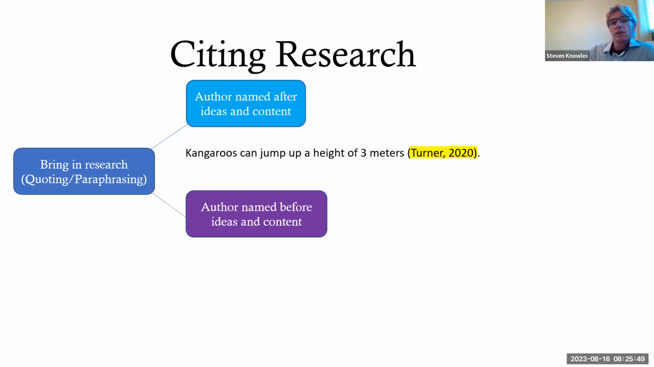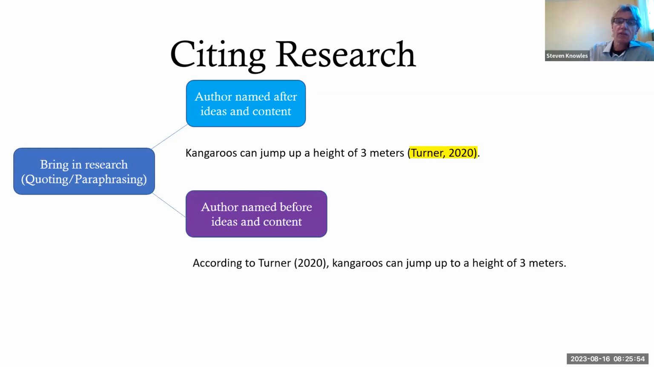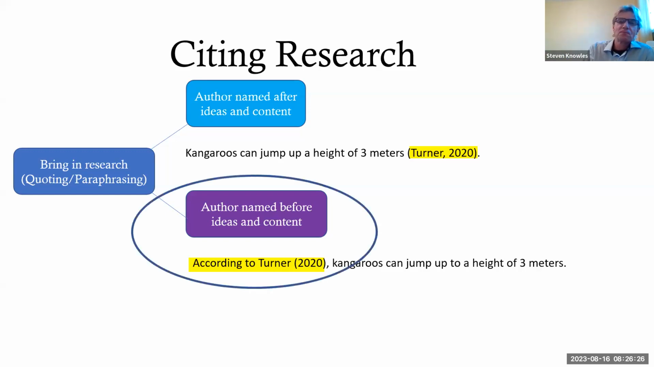But there's another way you can do it. You can name the author before the ideas and the content, as in here, according to Turner, kangaroos can jump a height of 3 meters. So here are two ways that you can state where the information came from. You can put the author in the brackets as in the first one, or you can write the author into the sentence in the second one. But you must do it one of these two ways. And the idea is to mix the two up. Makes your paper look more professional.